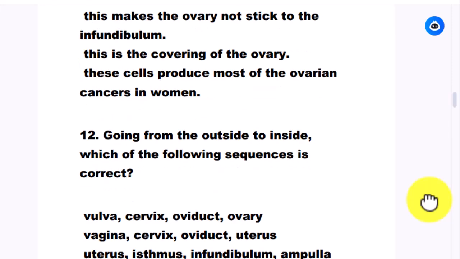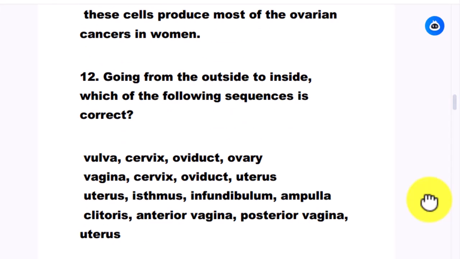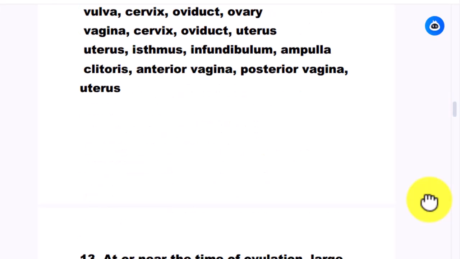Going from the outside to inside, which of the following sequence is correct? Vulva, cervix, oviduct, ovary; vagina, cervix, oviduct, uterus; uterus, isthmus, infundibulum, ampulla; clitoris, anterior vagina, posterior vagina, uterus.